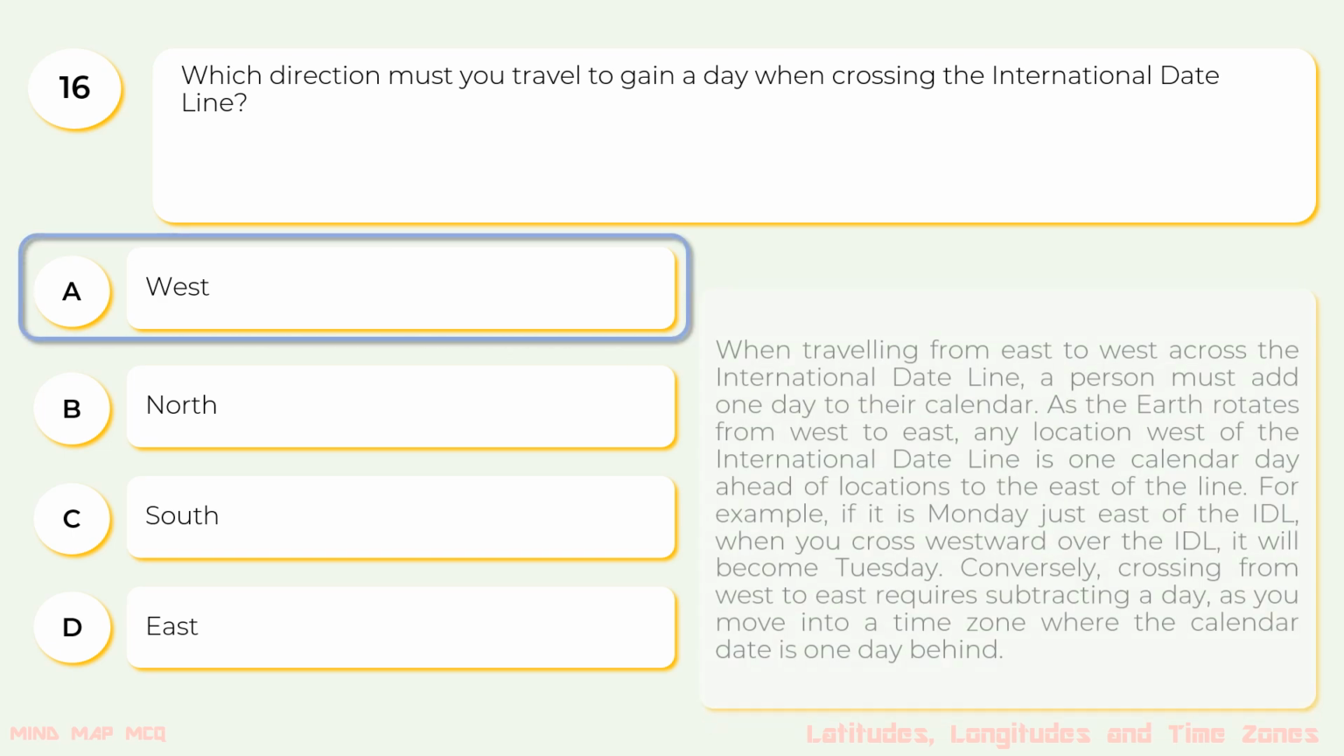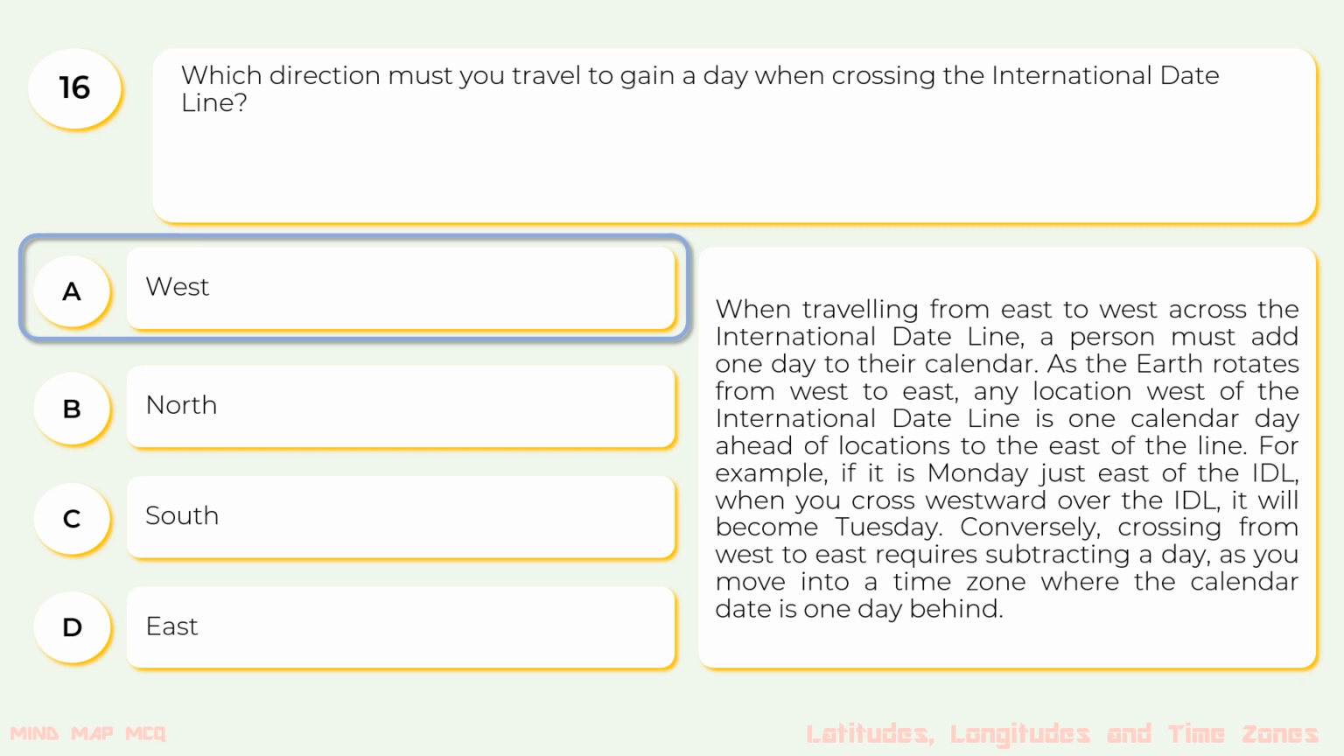West. When traveling from east to west across the international date line, a person must add one day to their calendar. As the Earth rotates from west to east, any location west of the international date line is one calendar day ahead of locations to the east of the line. For example, if it is a Monday just east of the IDL, when you cross westward over the IDL, it will be Tuesday. Conversely, crossing from west to east requires subtracting a day as you move into a time zone where the calendar date is one day behind.